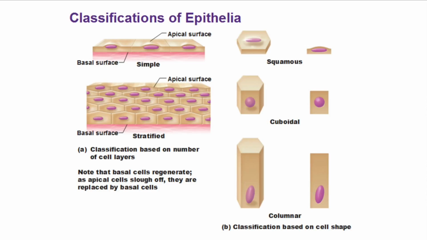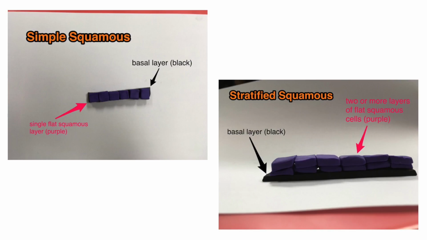The first name of a tissue indicates the number of cell layers. Simple indicates that there is one layer of cells. Stratified indicates that there is more than one layer of cells. The last name of a tissue describes the shape of the cells.